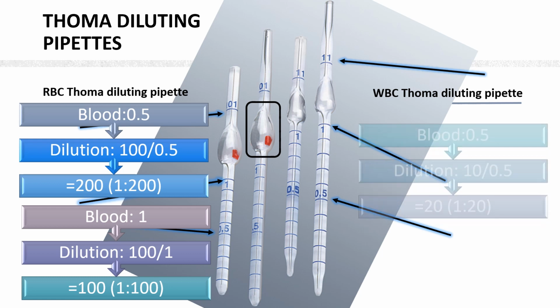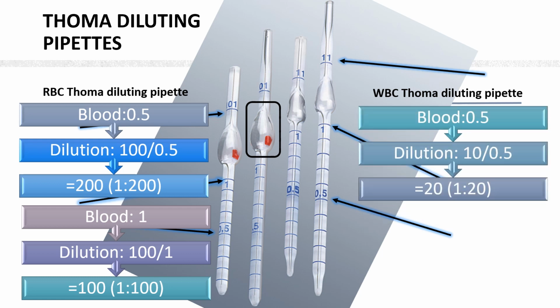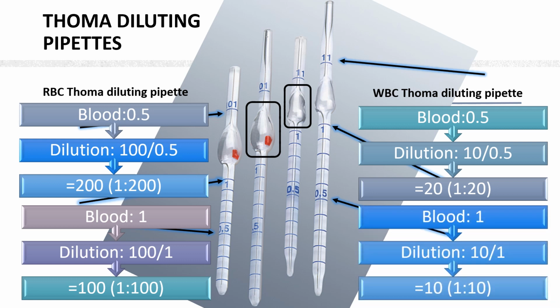For the WBC pipette, if blood is collected up to the 0.5 mark, the dilution will be 1:20 because the amount of fluid in the bulb is 10 divided by blood at 0.5 mark becomes 20. And if blood is collected up to the 1 mark, the dilution is then 1:10.